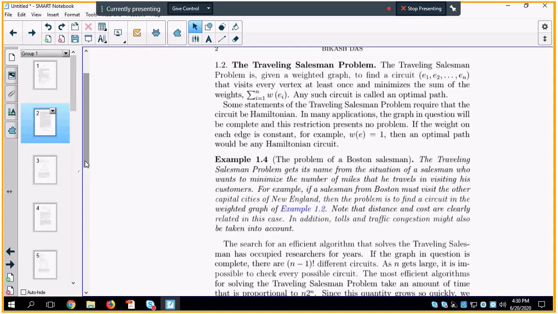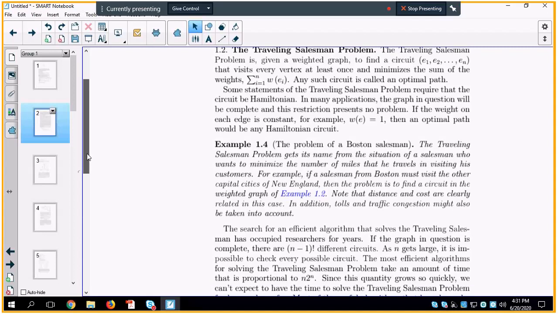An alternative form of this problem would require that the circuit be Hamiltonian, but in this case we're not, though you might see that in some other textbook or some other application. In many applications, the graph in question would be a complete graph. If the weight on each edge is constant, then an optimal path would be any Hamiltonian circuit. So if the weight on each edge is the same, then finding an optimal path is the same problem as just finding a Hamiltonian circuit, which we talked about in the previous lecture is not always reasonable or possible.